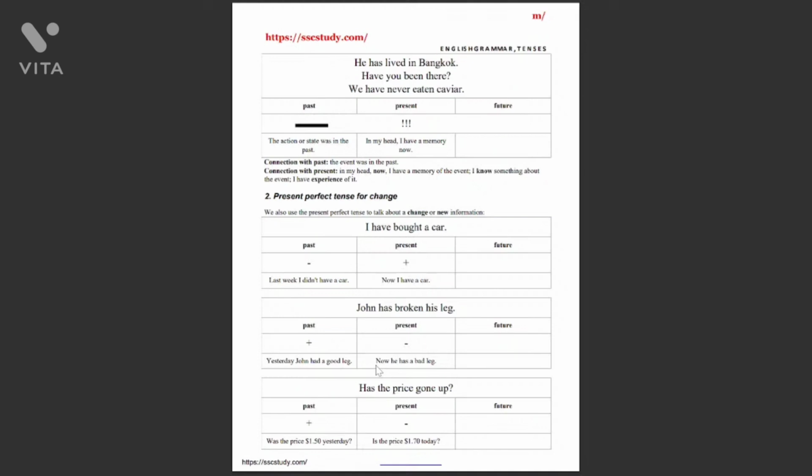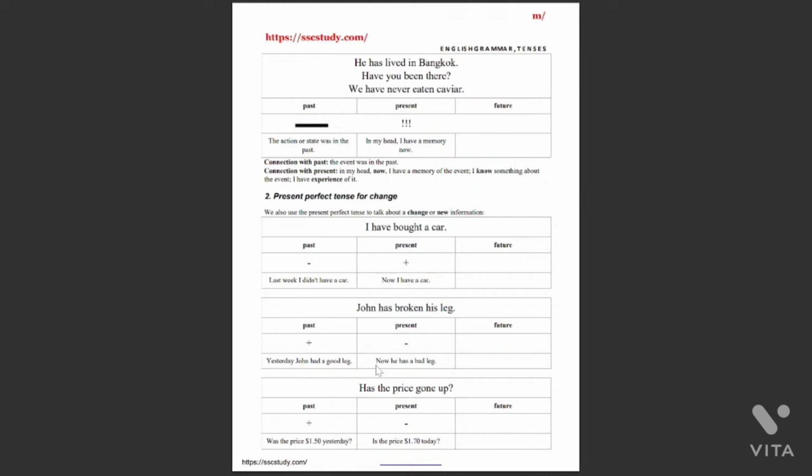The actions are stated as happening in the past. In my head I have a memory now. So there is a connection with the past: the event was in the past. And a connection with the present: in my head now I have a memory of the event. I know something about the event. I have experience of it. So this is how the variation is.